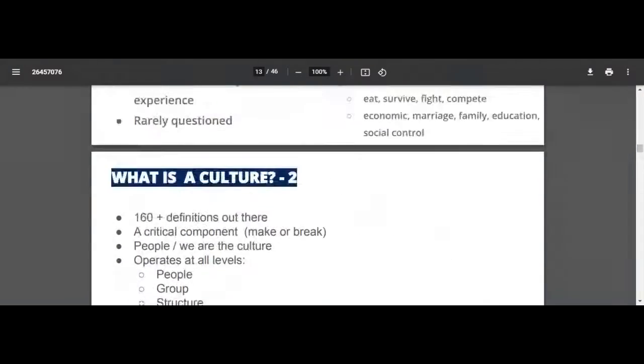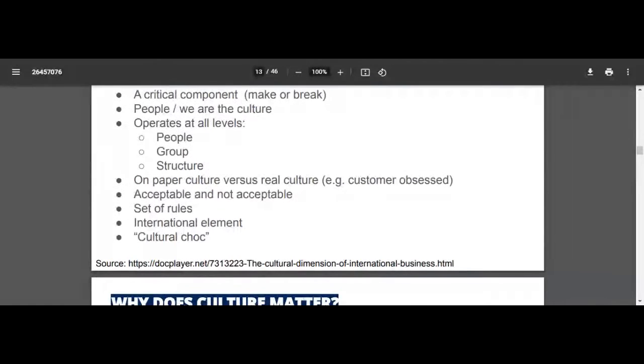So let's continue. There are about 100 plus definitions of what culture is. It's a set of rules as well. It's what is acceptable and what's not acceptable. In some cultures, bad behavior is acceptable because there are no consequences, and people continue to do it until someone comes and says, this is wrong, this is not acceptable. And that is maybe the first step to actually doing a cultural change as well.